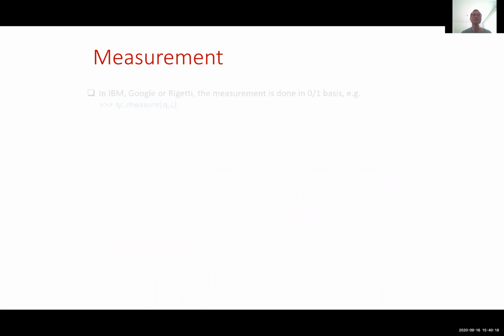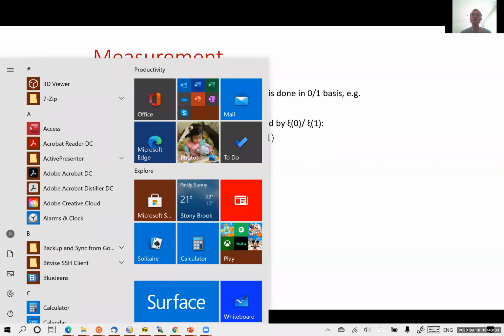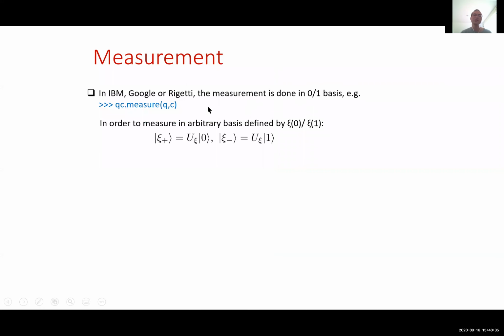Okay, so yeah, measurement, I talked about this already, but I want to actually discuss the scenario that we usually measure in the 0-1 basis. What if we want to measure in some other basis, like psi basis, right? So remember, if we have a wave function we want to measure in a 0 and 1 basis, and these are the probabilities, right? P0 will be this, P1 will be that.